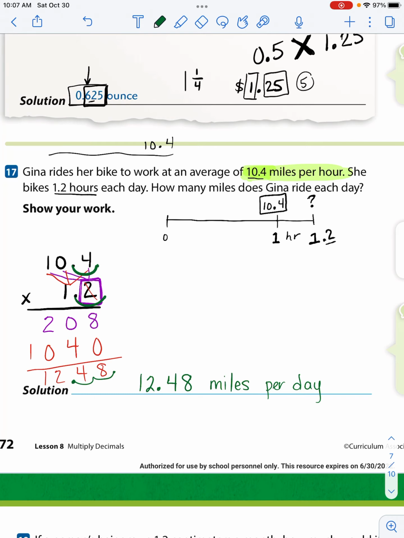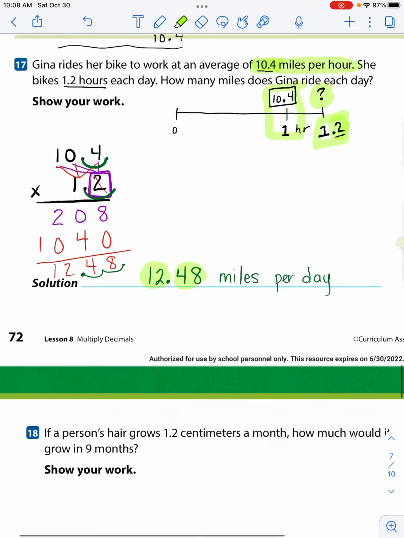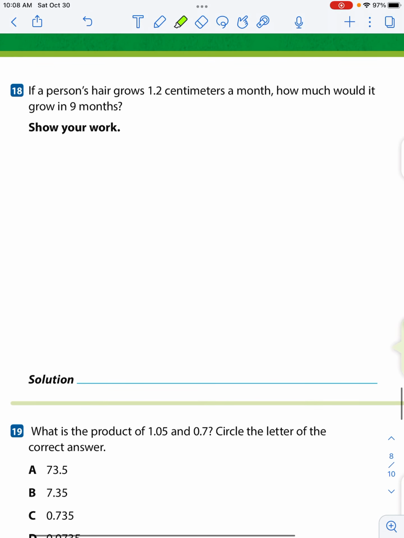Now, does that seem logical before we move on? Well, I said that she rides 10.4 miles in 1 hour. So if she goes a little over an hour, 1 and 2/10, I said that it shouldn't be too much more than what she's already riding. Just 2/10 more of an hour that she rides. So she rides 12 and approximately a half, 12.5, 12 and a half miles per day. So that seems pretty logical. Okay, use that reasonable estimate. All right, let's move on to this one.